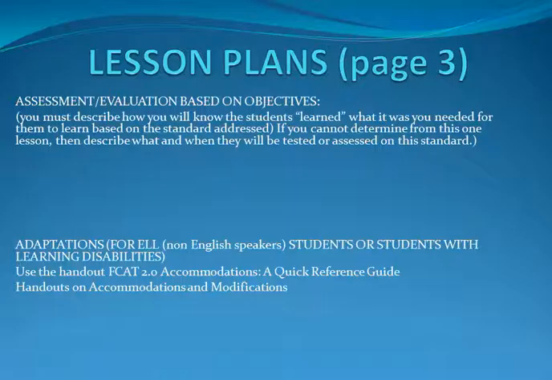Then we end up with assessment. Evaluation based on the objectives. You must describe how you'll know the students learned what they're supposed to learn. If you can't determine this from the lesson, then describe what and when they will be tested or assessed on this lesson. There are many ways to assess students. You can assess students by simply listening to their answers. You can assess students by having them take a test. You can assess students by observing how they're doing in small group instruction.